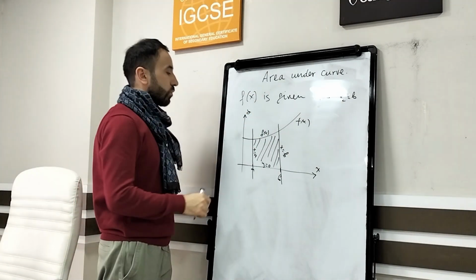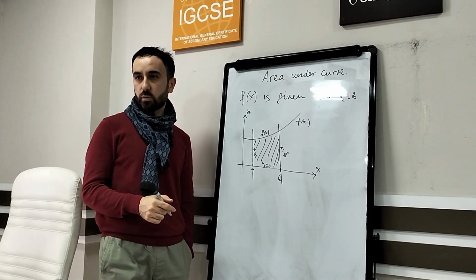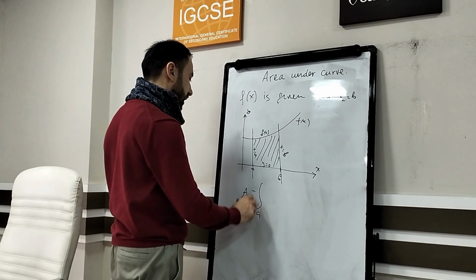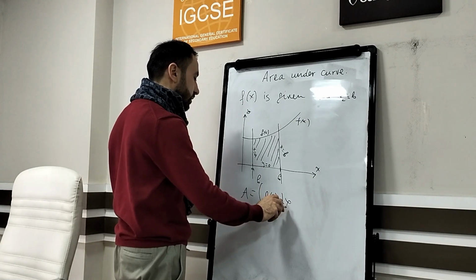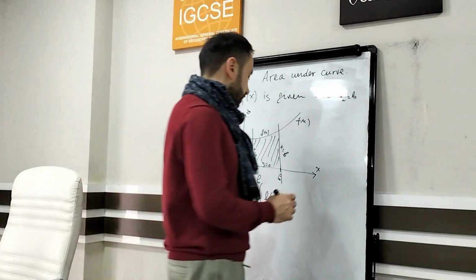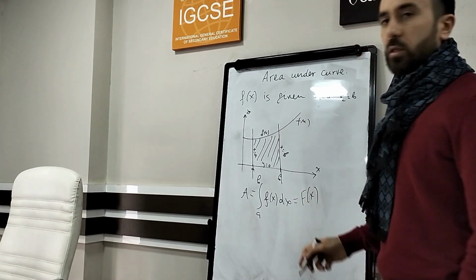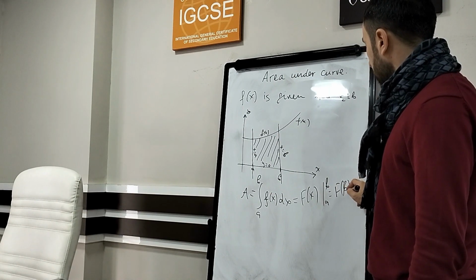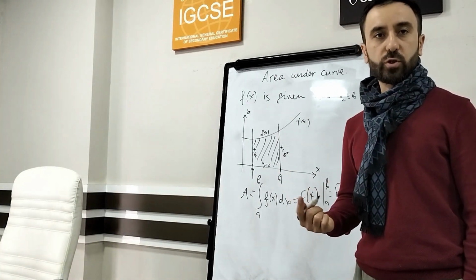Our area under the curve formula is definite integration, right? Definite integration from a to b, integral of the function f(x) dx. That's all. We find the integral of the function. Let me say it is capital F(x) from a to b. Then we calculate F(b) and F(a). It's okay? This was the first case.